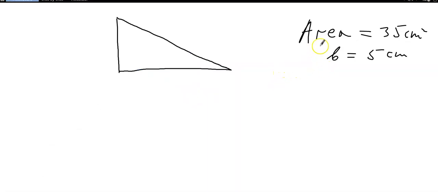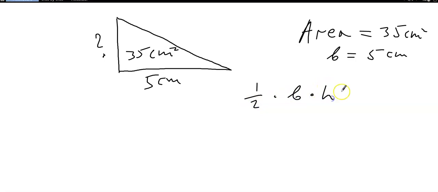If you're given a problem where they give you the area, which is the answer to the space inside, and they're also giving you the base, for example, the base is 5 centimeters, so we label it 5 centimeters. And we have the answer of 35 centimeters squared as the area. We're missing the actual height. They're going to ask you to find the height. So you write up the formula, 1/2 multiplied by base multiplied by height gives you the area. The area we know is 35.